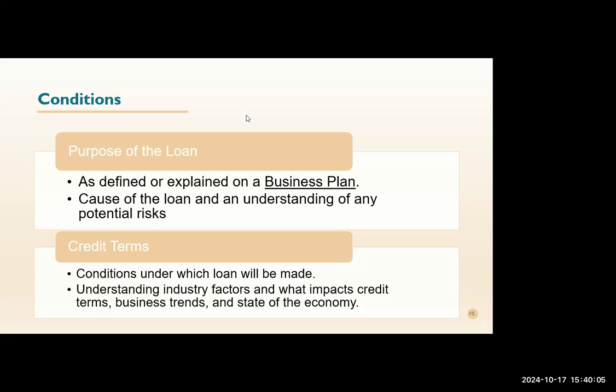I would like to have a 36-month loan, or I would like to have a 60-month loan, or I'd like to have a line of credit. There's a number of different scenarios, and you're probably going to get into those in session 2 when you look at lines versus loans. They're very different. They're structured differently. Their cycle is different. Their payback is different. So conditions under which the loan will be made.